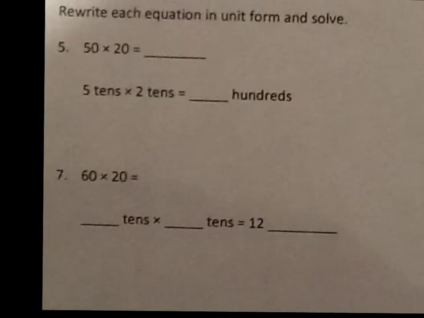We are now moving on to fluency. We're going to rewrite each equation in unit form and solve. Okay, so here we go. We have 5 tens times 2 tens is our basic fact, right? What's 5 times 2? 10. That's going to make 10 hundreds because 10 times 10 is 100. Count our zeros, 1, 2, 1, 2. The answer is 1,000. 1,000 is the same as 10 hundreds.